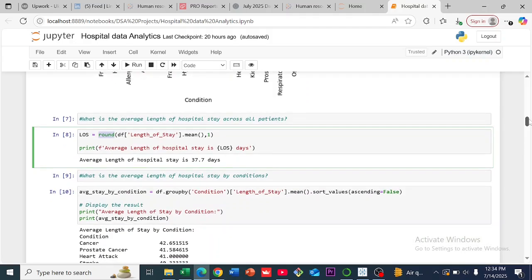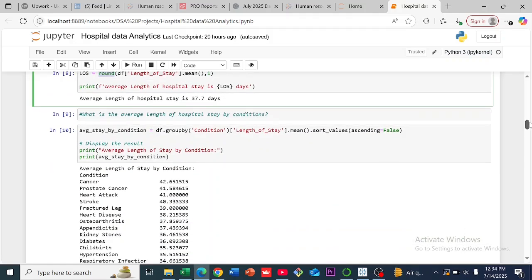So if I go ahead and see how I went about answering this question, the same process, I group by our medical condition column because we are looking for the average length of stay, right? So what's the column we want to carry out our calculation on? It's called the length of stay column. And what are we grouping by? We're grouping by our condition column.